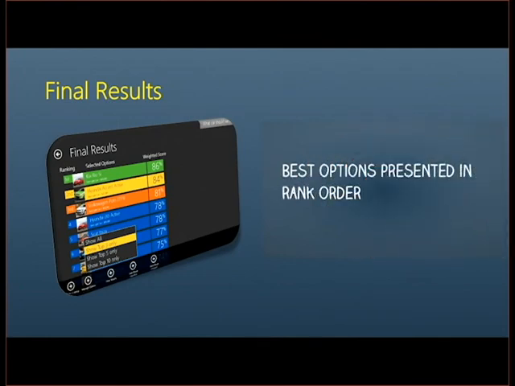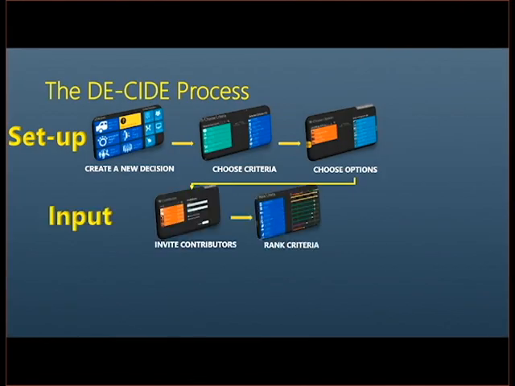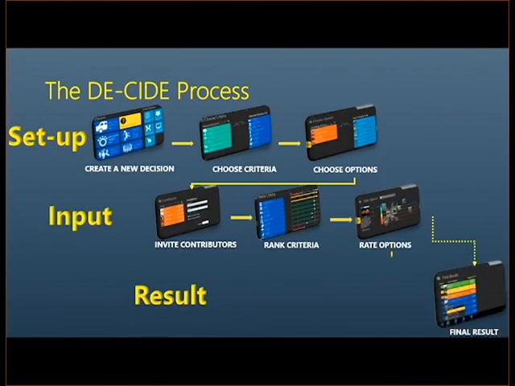Again, it's the opportunity to take a look at the final results. These best options have now been presented in rank order. By taking a look at it, agreeing to it, you can now go ahead and share this with all of the participants, or none of the participants if you wish. But the most important thing is you now have a record of all of the information that went into making the smarter shared decision.